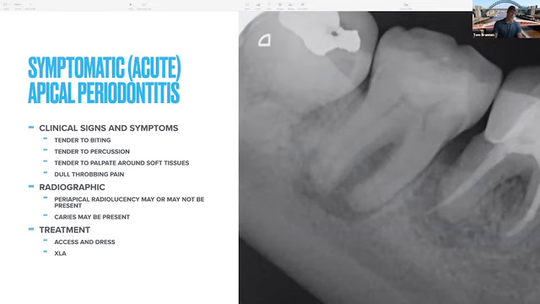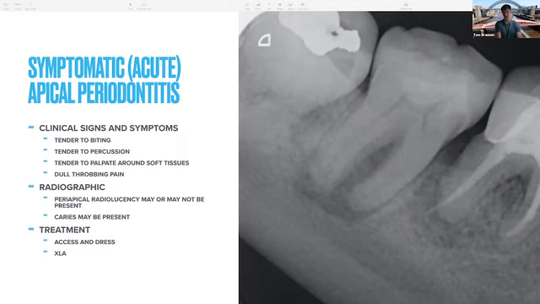Then we've got this X-ray, which has a few bits going on. This is an actual patient who presents with symptomatic problems. You can get symptomatic apical periodontitis with irreversible inflammation, and you can also get symptomatic apical periodontitis with a necrotic tooth. It's when the patient is starting to get symptoms around this tooth, when they're biting, they're feeling it. In this case, it was a necrotic tooth with symptomatic apical periodontitis.